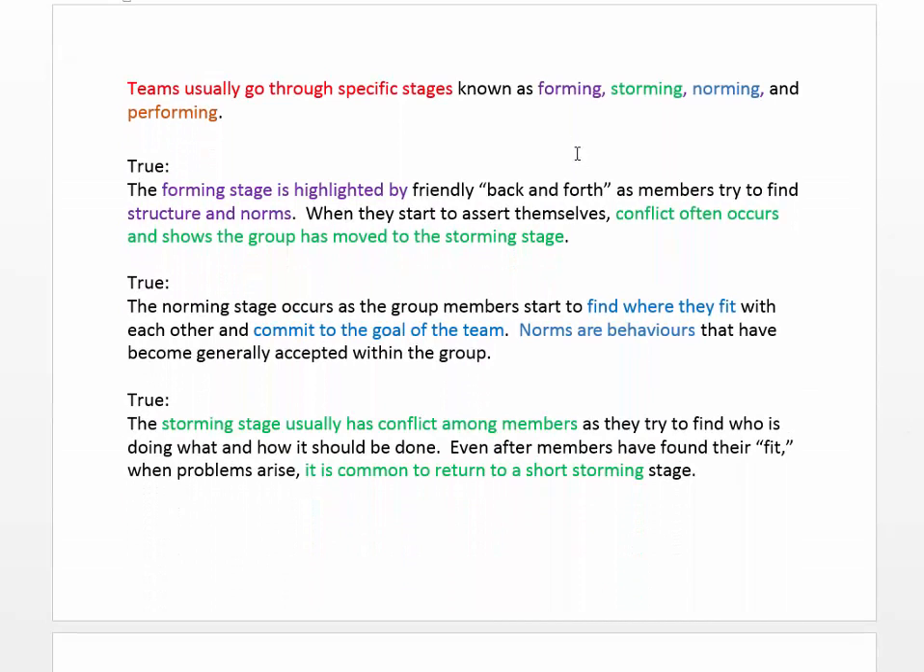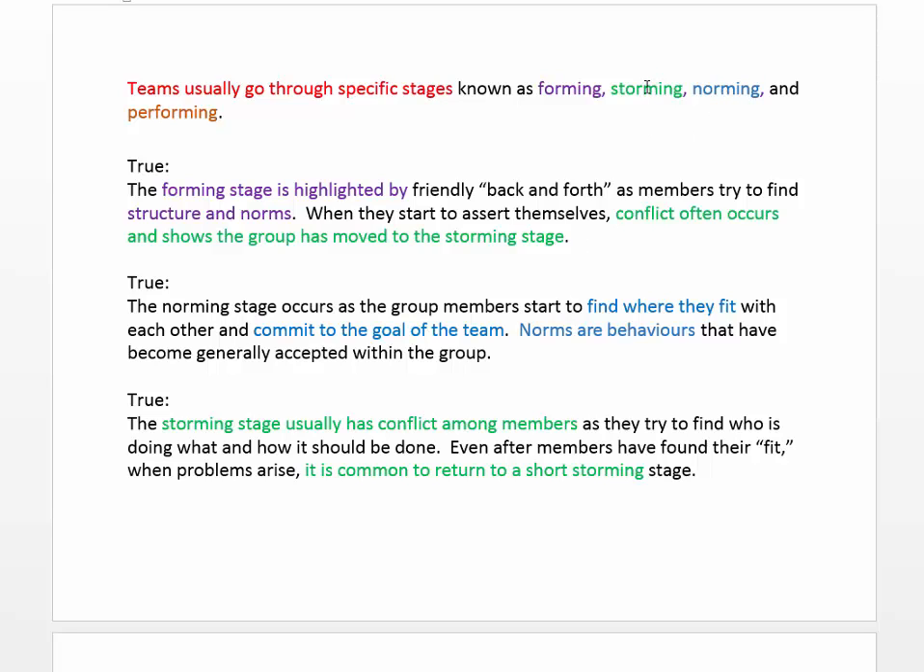Go down here. If I want to talk about forming, the forming stage is highlighted by friendly, back and forth, on and on and on about structure and norms. Then I move on to storming in green. When they start to assert themselves, conflict often occurs, and on and on. You can check that answer for more details. In the second one, I've started talking about norming. The norming stage occurs when they find where they fit, commit to the goal of the team. And then rather than switching to another piece, I continue with norming. Norms are behaviors that have, okay, so now what I've done is I've defined norms. So I've got both of my points out of just that one.